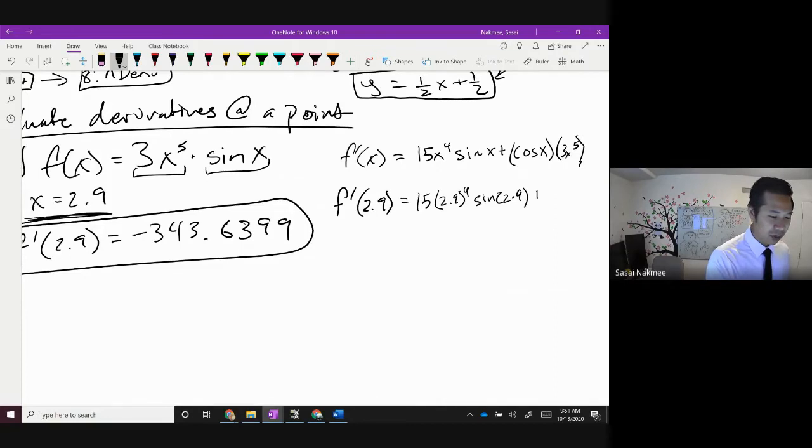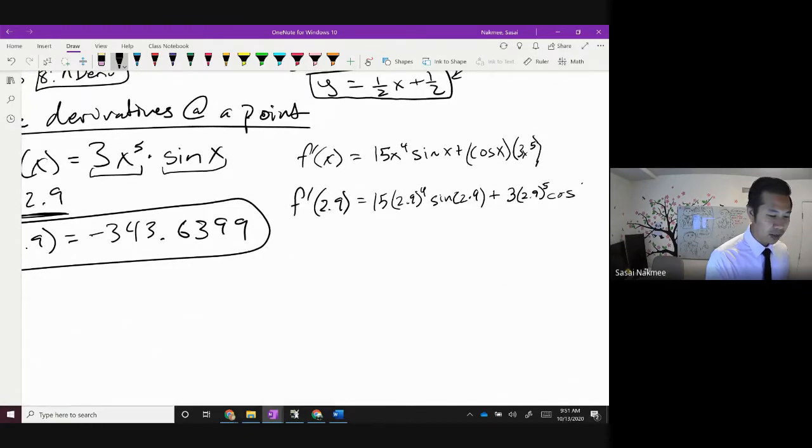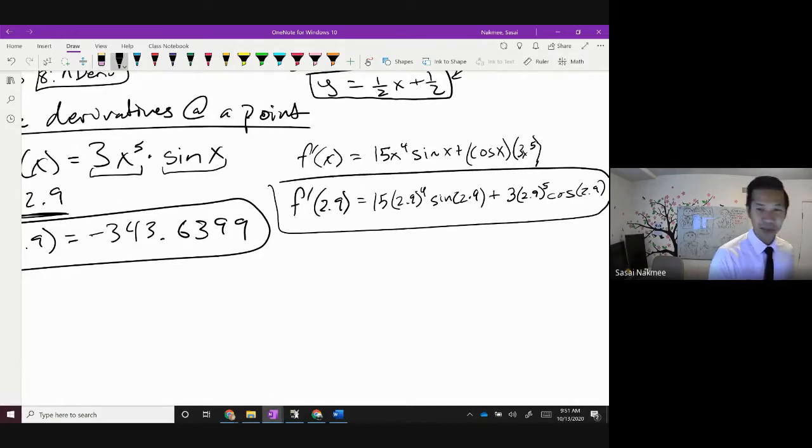Same thing with over here. This would be plus 3 times 2.9 to the fifth, right, times cosine of 2.9. And that would be it. If I was doing it by hand, I would stop here. I wouldn't even bother, right?